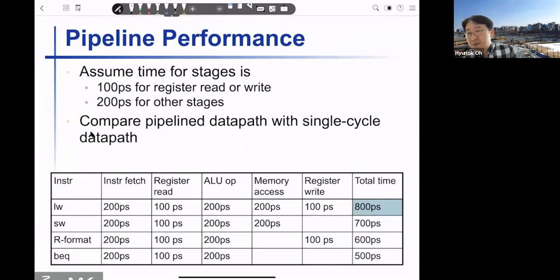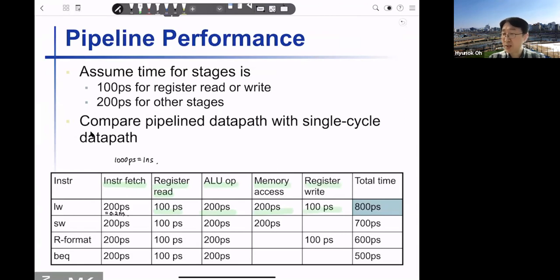Okay, so let's look at the pipelining performance. As I mentioned, each stage actually has different execution time. Instruction fetch, which is reading the ROM, takes about 200 picoseconds. 1000 picoseconds is 1 nanosecond, so 0.2 nanosecond. Register read is very easy. It's fast. So instruction decode takes only 100 picoseconds. ALU operation is 200. Memory access 200. Register write also 100.